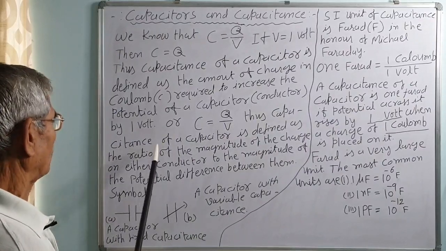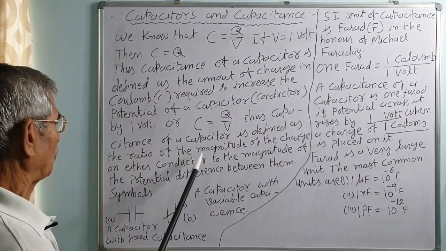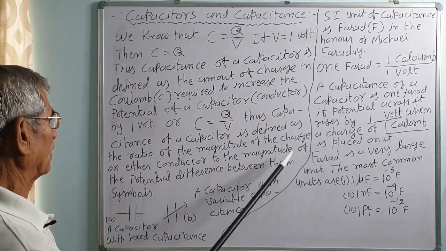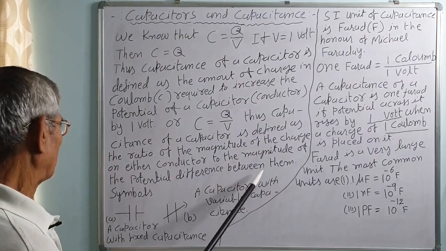Thus, capacitance of a capacitor is defined as the ratio of the magnitude of the charge Q on either conductor to the magnitude of the potential difference between them.